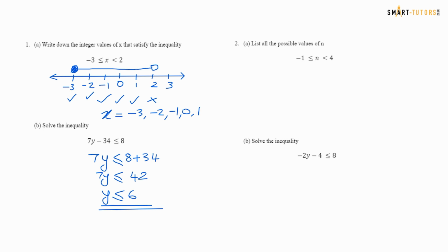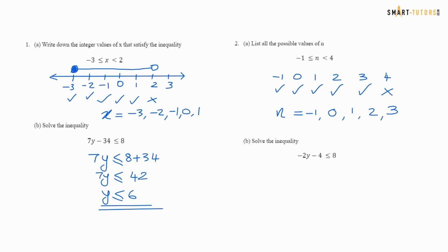Question number 2. List all the possible values of n. So -1 is one end and 4 is the other end. -1, 0, 1, 2, 3. So -1 will come, 0 will come, 1 will come, 2 will come, 3 will come, 4 is not coming because there's no equal sign. So the answer for n is -1, 0, 1, 2 and 3.